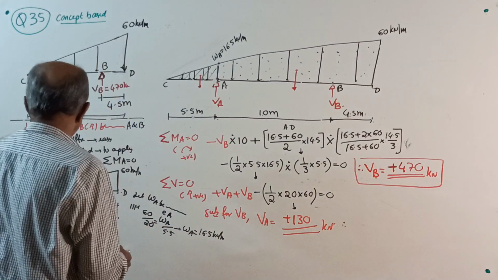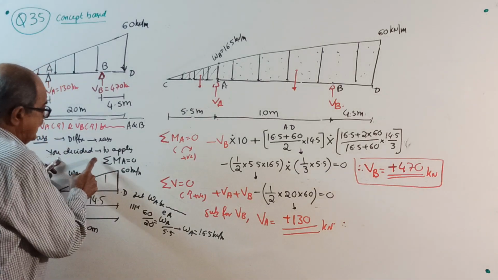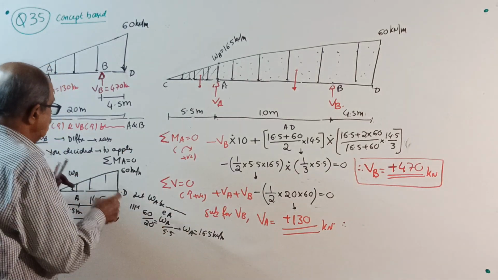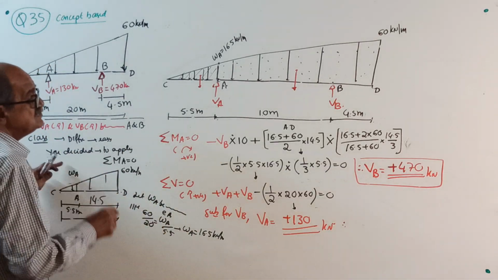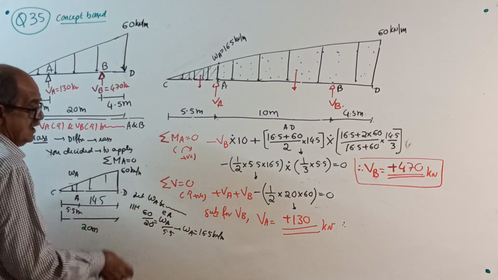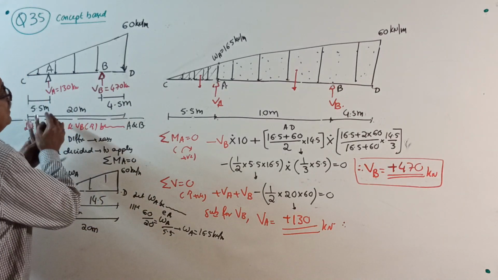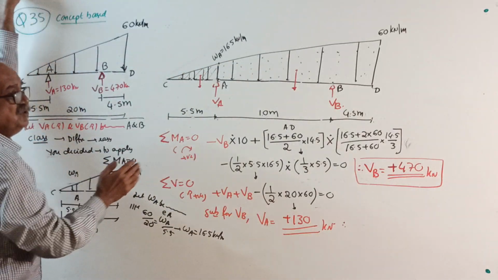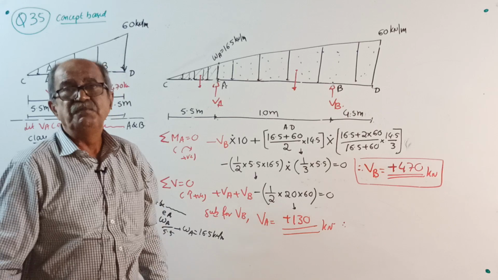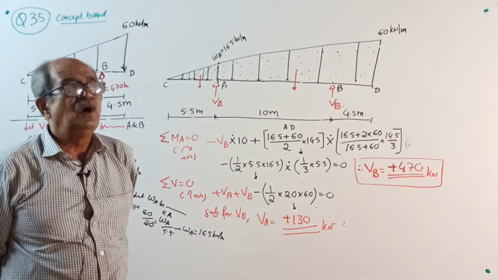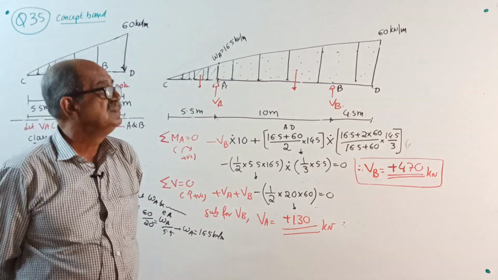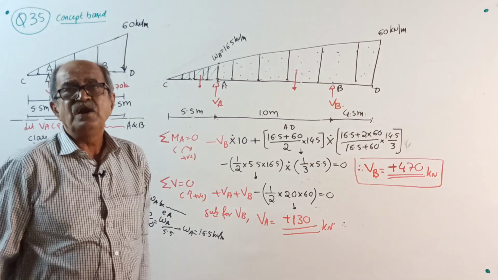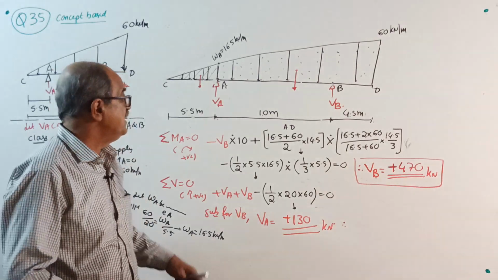Now do one thing. Make a note. Once again write, you decided to take moment about A. Okay. Done. Moment about A. Then this side we will get a triangle, that side you get a trapezium. Right. But imagine you do not like the trapezium. This also I told. In that case, what do you have to do?